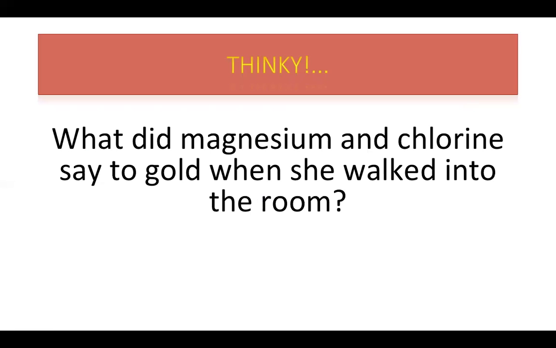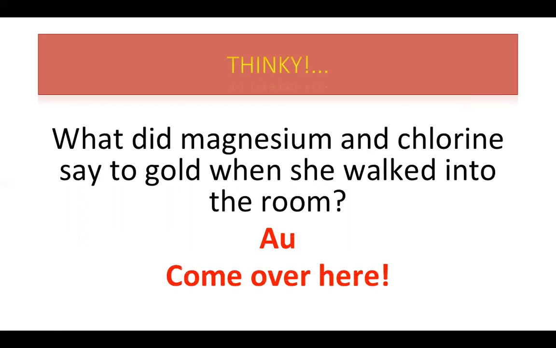Let's go back to our preliminary, which was: what did magnesium and chlorine say to gold when she walked into the room? The answer is AU. Come over here. Because gold is AU. So like, hey, hey. So AU. Okay?